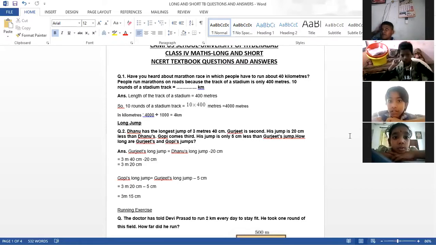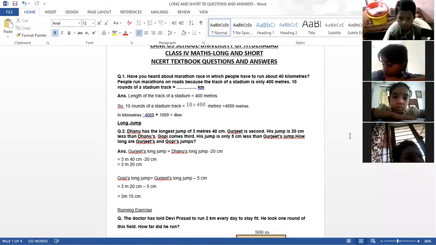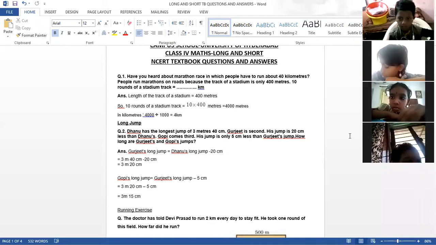Have you heard about a marathon race in which people have to run about 40 kilometers? You might have seen it in the newspapers, in videos, sometimes in the university also. In a marathon race, people run on the roads, not in the ground, because a marathon means they have to cover more distance.